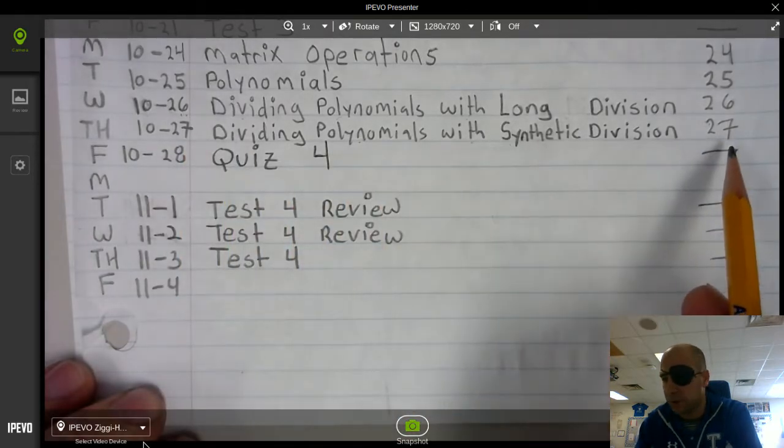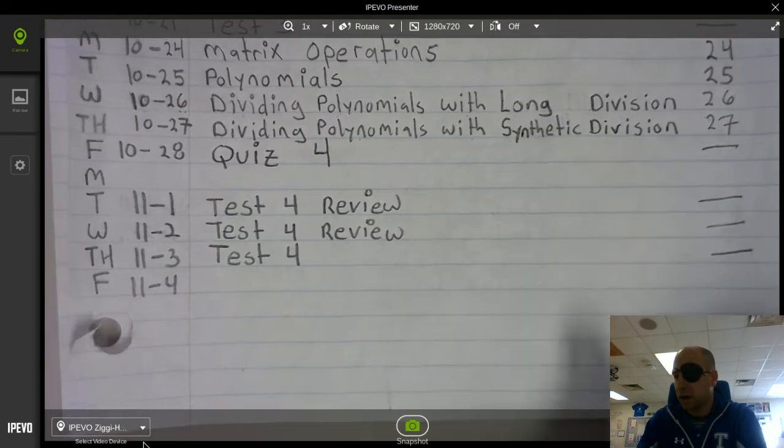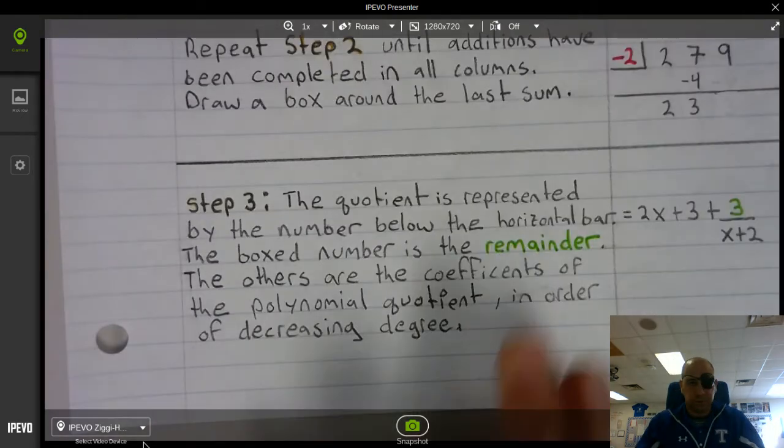That's going to be on page 27. So if you would pause the video and update your table of contents. All right, so let's look at our notes.